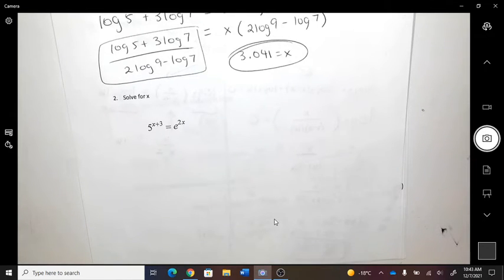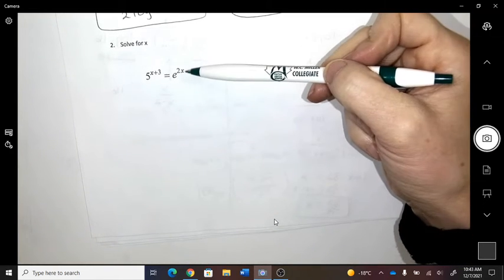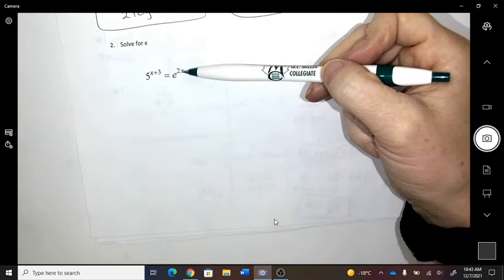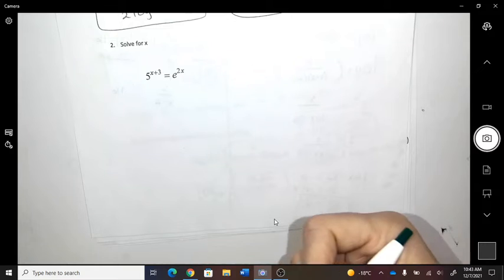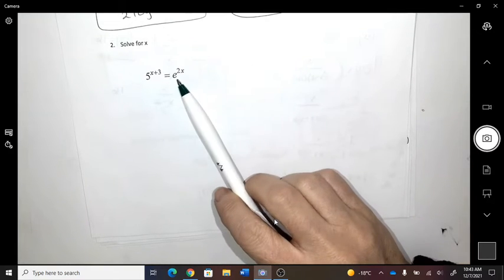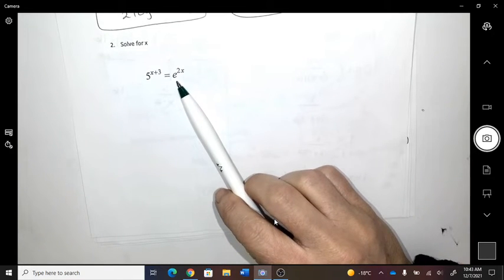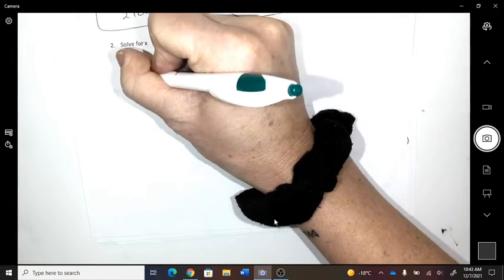Okay, number 2 on this. My exponent has the variable. I cannot do anything with common base stuff, so I'm going to log both sides. But here's a hint. If I see an e, instead of logging both sides, I'm actually going to natural log both sides. Okay? You don't have to, but it will make your life a little easier.